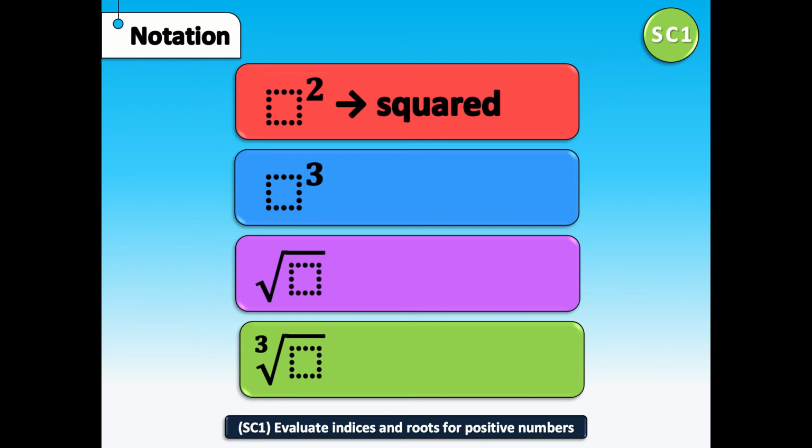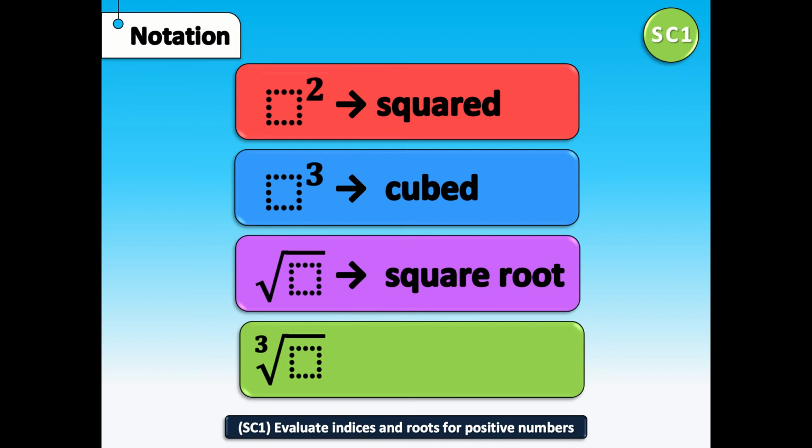So here you've got a little 2 means squared, power of 3 means cubed, this symbol means the square root, and this symbol is the cube root.